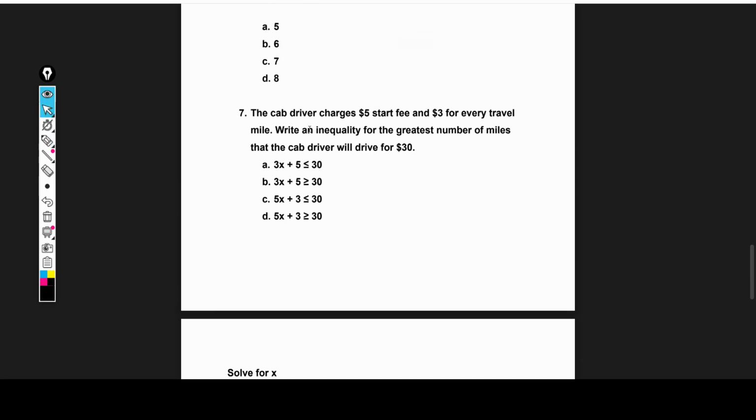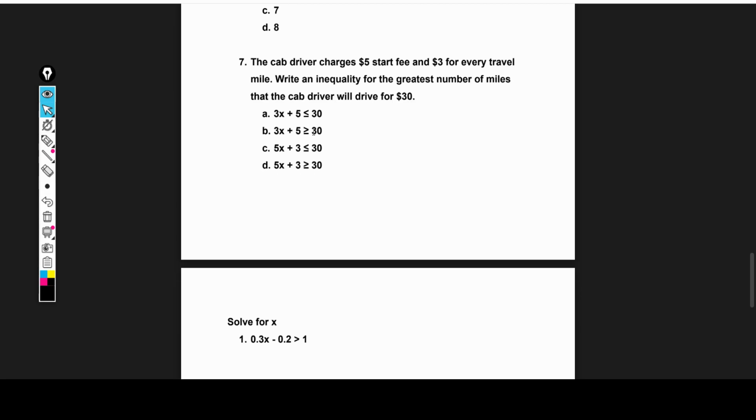And moving on to the next problem. The cab driver charges a $5 start fee and $3 for every travel mile. And we're going to write an inequality for the greatest number of miles that the cab driver will drive for $30. So it's the same as all the other problems. In fact, this is easier because all we have to do is write the inequality. So let's think about it. We have $5 to start with, and then you add $3 for every mile.